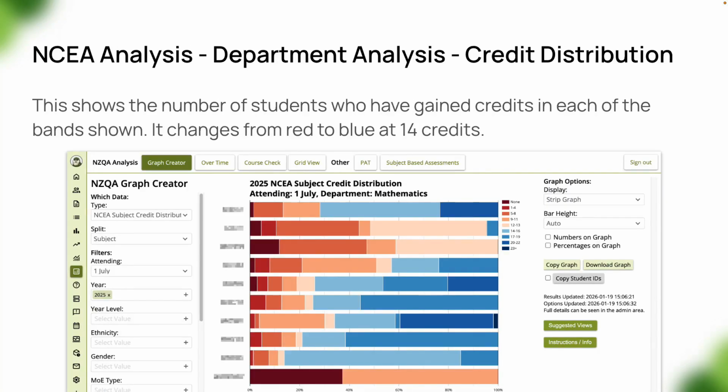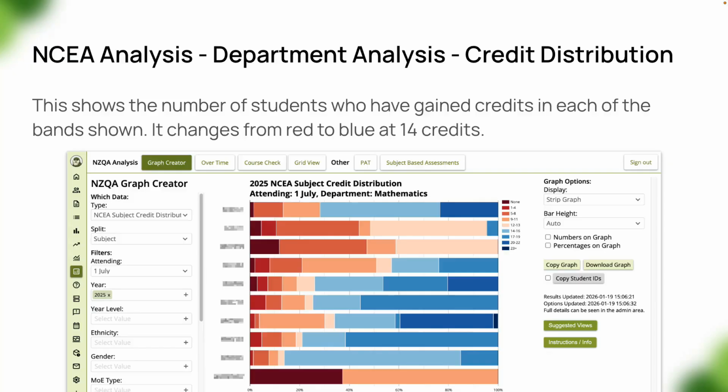The other thing we care about, so we've looked at the quality of credits so far, this is looking at the quantity of credits. It changes from red to blue at 14 credits. 14 credits isn't necessarily a perfect number, but I can't think of a better number, because 14 is what you need to get UE in a subject, what you need for subject endorsement, and 14 times the number of subjects that a student does will kind of get them across the line. It's not perfect, but it's okay.